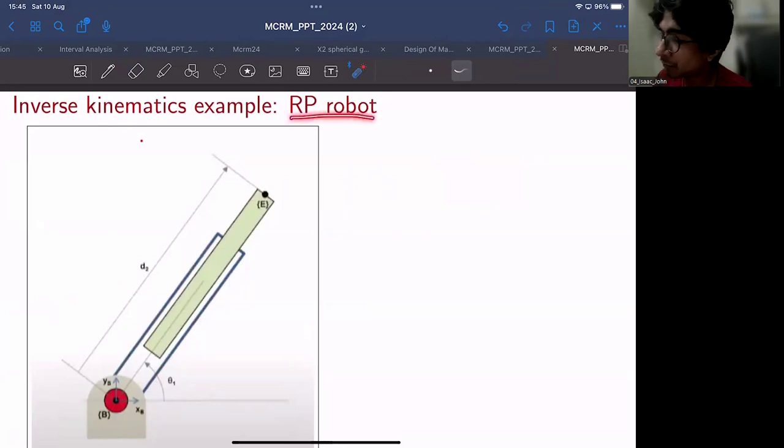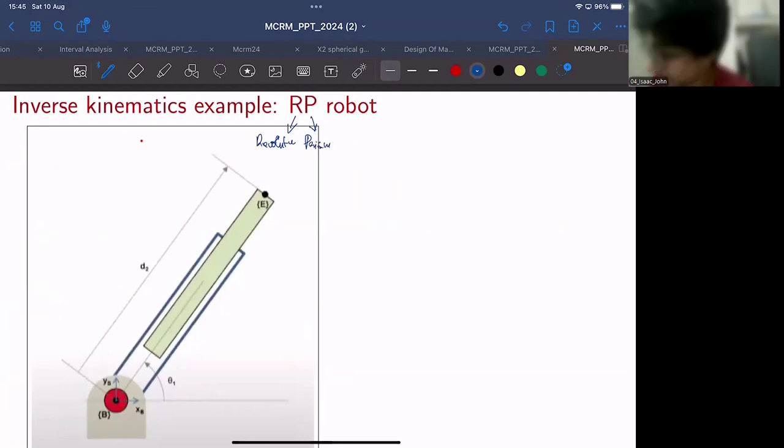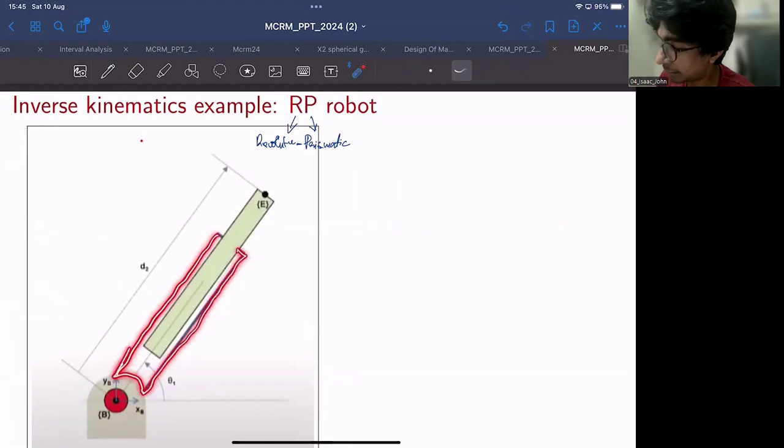Right? So speaking more about this robot, this is an RP robot. This R stands for the revolute joint, and the P stands for the prismatic joint, right? So it consists of two links. This is the first link, the outer outline, like what I'm highlighting here. The first link can rotate about this global z-axis.